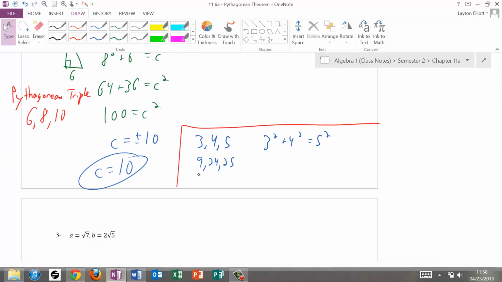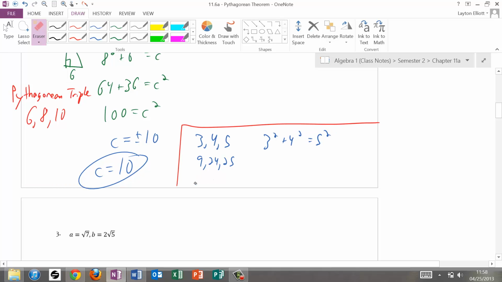Okay, two others. We have 8, 15, 17. Is that it? Yes, 8, 15, and 17 work. And then another triple that works is 5, 12, and 13. So you don't have to memorize these because you can always do the Pythagorean theorem, but it's just helpful to know that these or any multiples of these will always work.